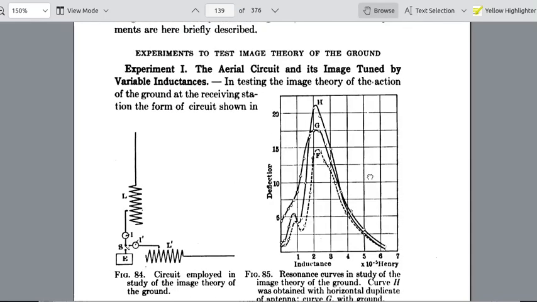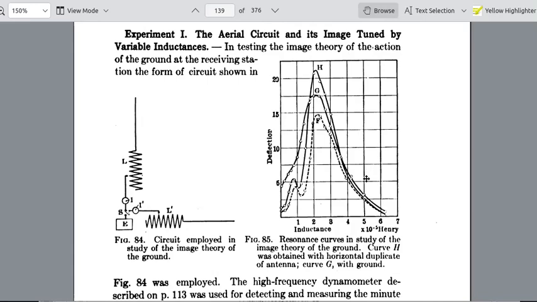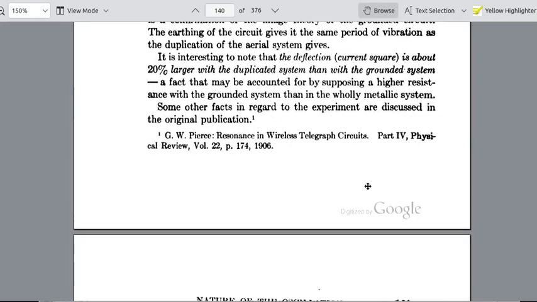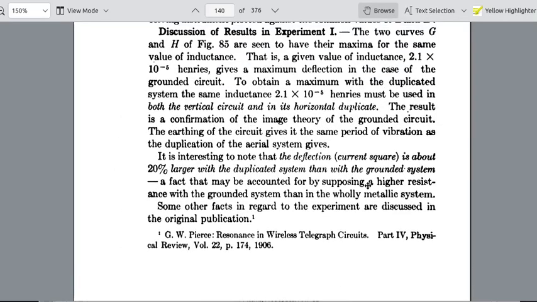It is interesting to note that the deflection, meaning the current squared, is about 20% larger with the grounded system than with the ungrounded system. This may be accounted for by supposing a higher resistance in the horizontal duplicate system than in the simply earthed circuit.